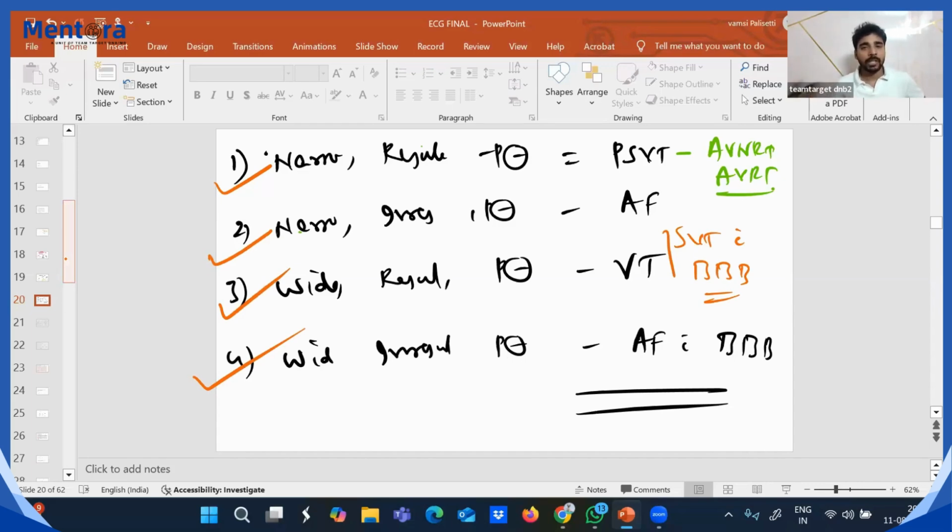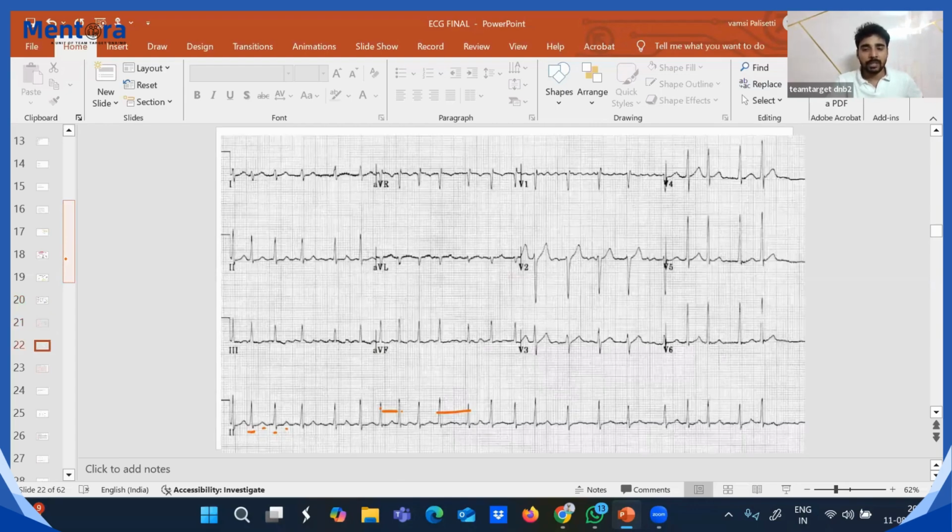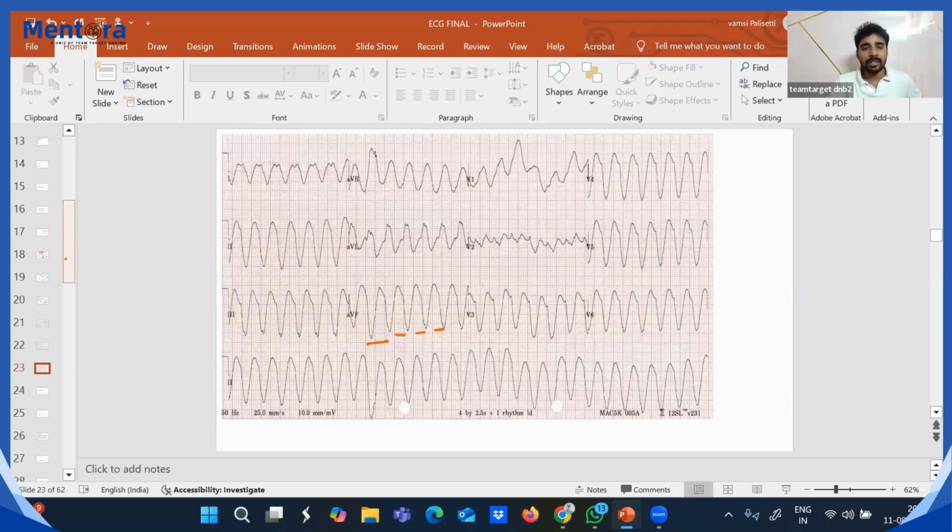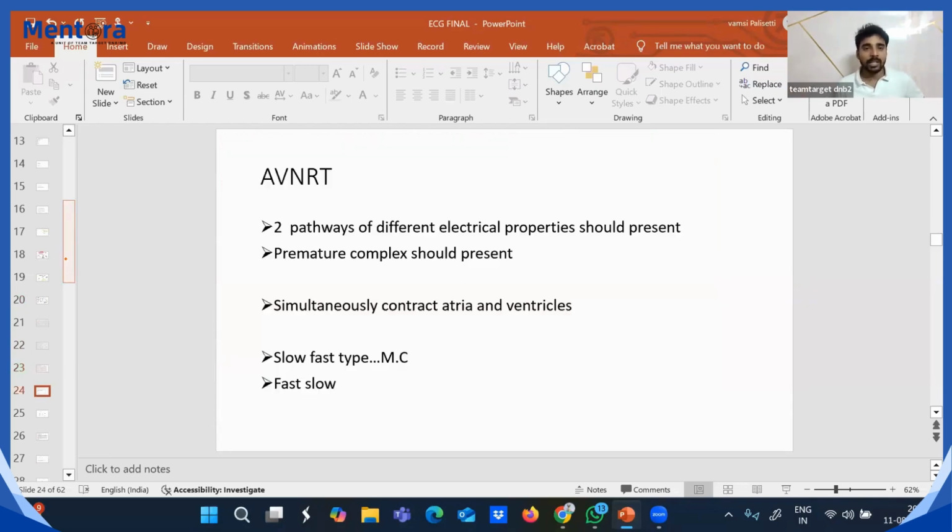So now you can identify your AF, you can identify PSVT, you can identify VT, you can identify your bundle branch block also. Now let us discuss your PSVT. So PSVT includes two things: one is AVNRT and the other is AVRT. So what is this AVNRT? We'll discuss it now. Right? Everyone can see this slide.